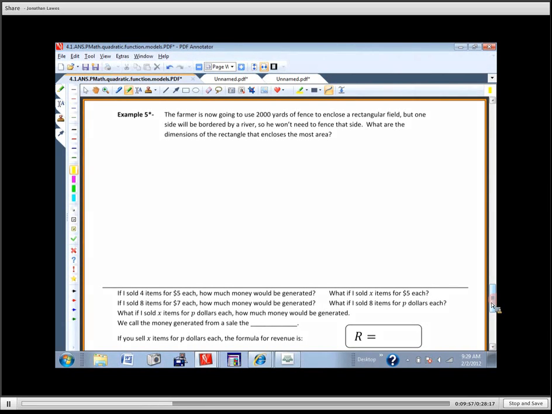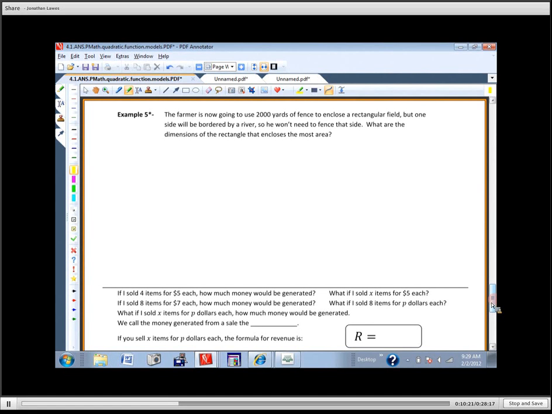Okay, the farmer is now going to use the 2,000 yards of fencing to enclose another rectangular field, but this time one side will be bordered by a river. Let's assume the river is pretty straight. He doesn't need to fence the side on the river. The cows and goats and chickens are apparently scared of swimming. What are the dimensions of the rectangle that enclosed the most area?